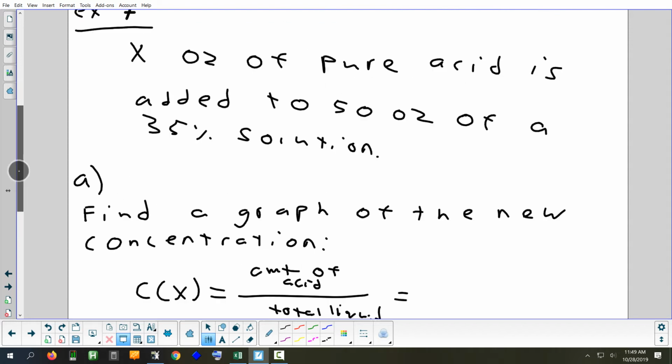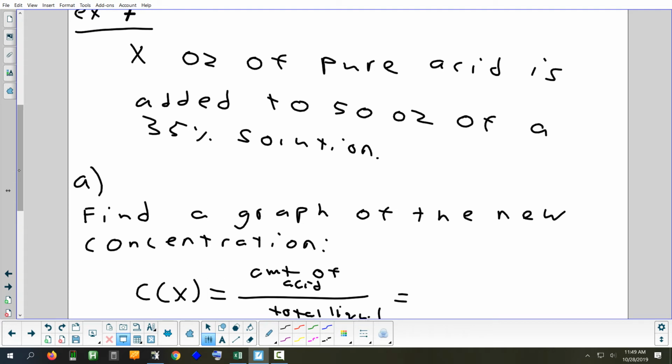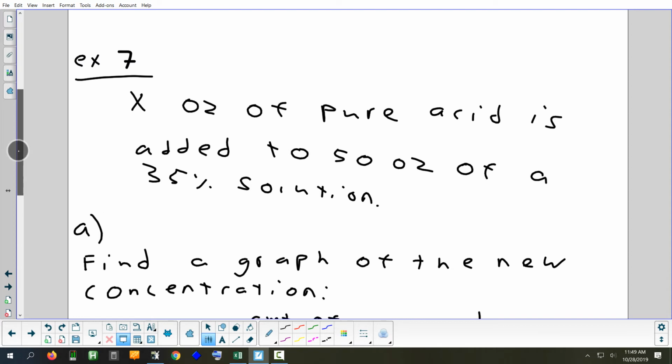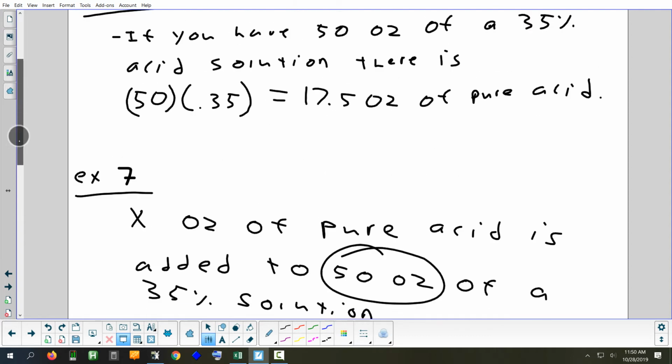So let's figure out the amount of acid we have. There's two sources of acid in this problem. We started with some sitting in front of us, and we're going to add some. How much acid was already in the solution before we even started? Just sitting right in the container. 17.5. Right. 35% of this number was already acid to start with. We already figured that out.